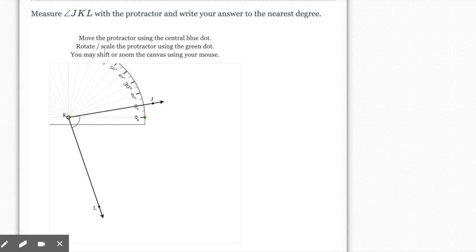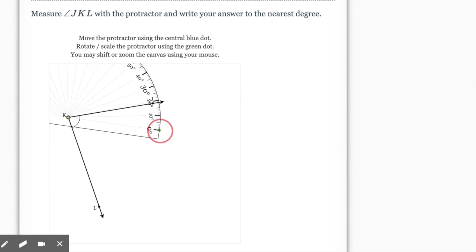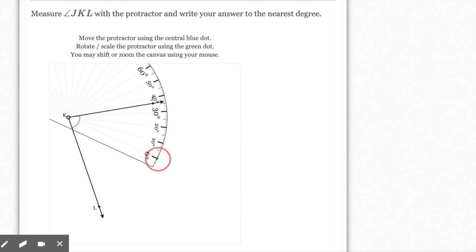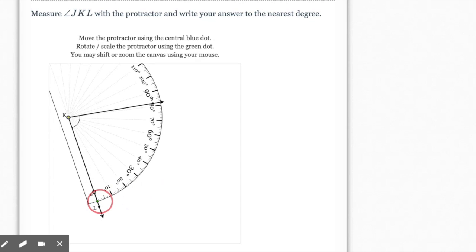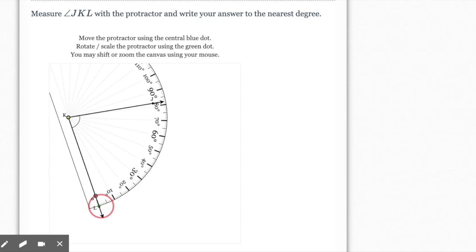Then it says rotate and scale the protractor using the green dot. So I'm going to use this green dot, and if you pull it out and then push it back in, it'll make the protractor bigger and smaller. It can help if you make it bigger to see the little tick marks that are along here. So I'm going to drag this to one side of the angle, and as you can see, it clicks into place right there.